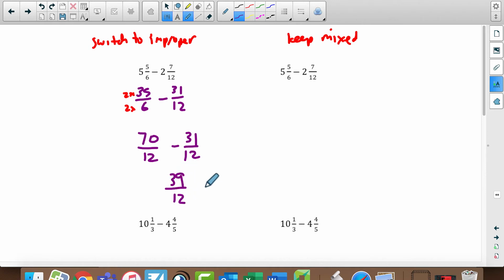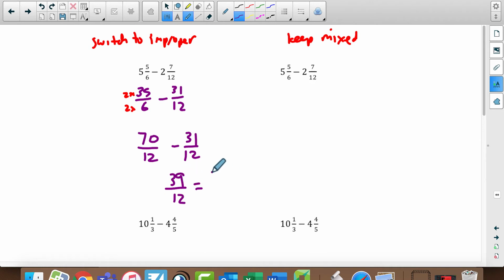Now, this is not an acceptable answer. This is not in lowest terms. And it's kind of hard to spot with big numbers like this. This is another problem with not keeping it mixed. You sometimes get these big numbers that are hard to work with, but they're also hard to put in lowest terms. You can divide both of these by 3.